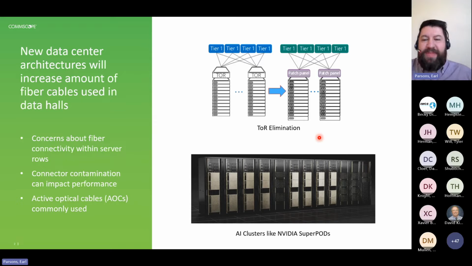A good example of this TOR elimination concept is these superpods that NVIDIA talks about. This is an image from NVIDIA's site. They are involved with something called artificial intelligence, or AI. You probably heard a little bit about that recently. And what they have here is these beige boxes are GPU servers. Each of these has 8 GPUs, which are the units that do computation for artificial intelligence and machine learning.